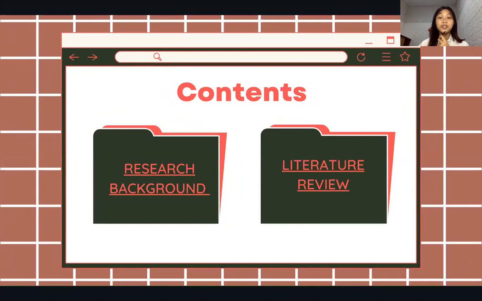So there are two parts: the research background and also the literature review. In the research background, there are the background of the study, limitation of the study, problem of the study, purpose of the study, and also significance of the study. And in the literature review, there are motivation in learning language, anxiety in learning language, and also the relationship between motivation and anxiety for learning language.